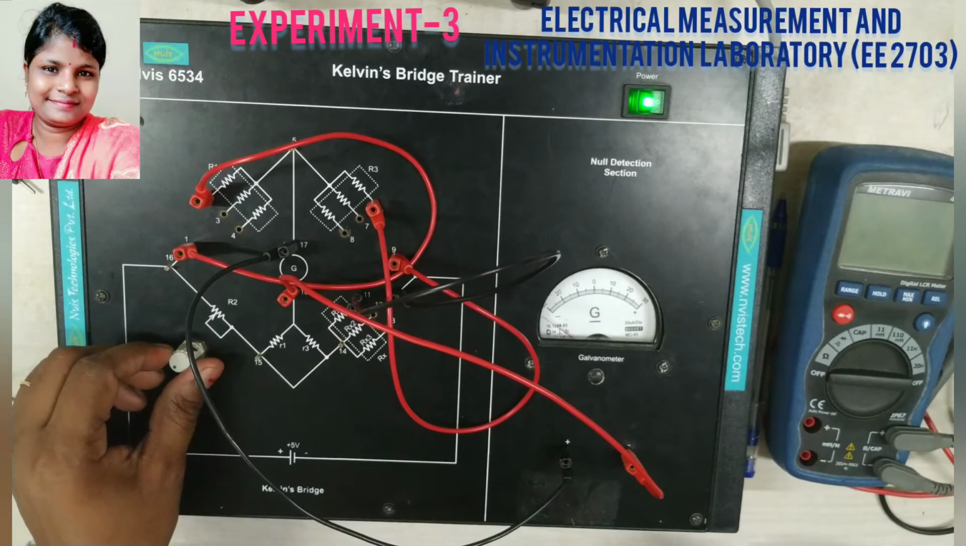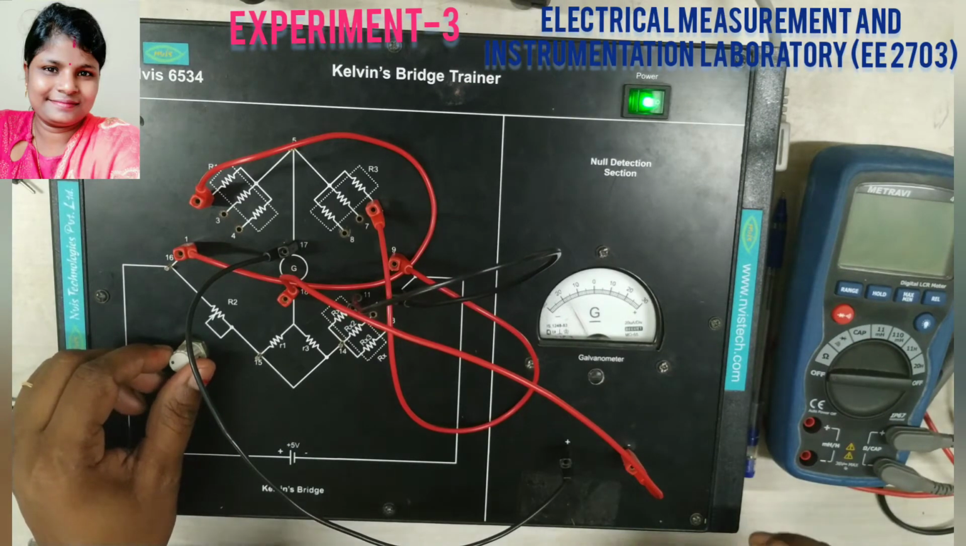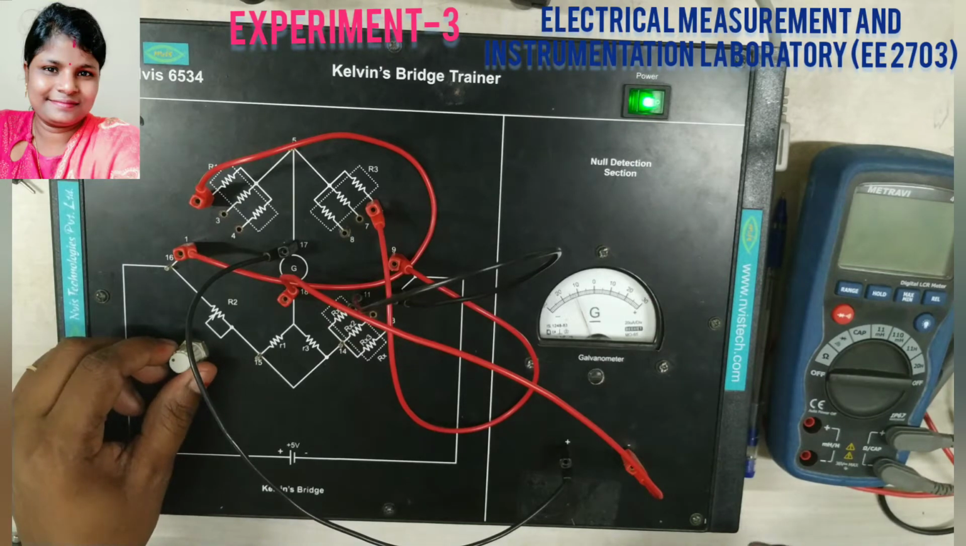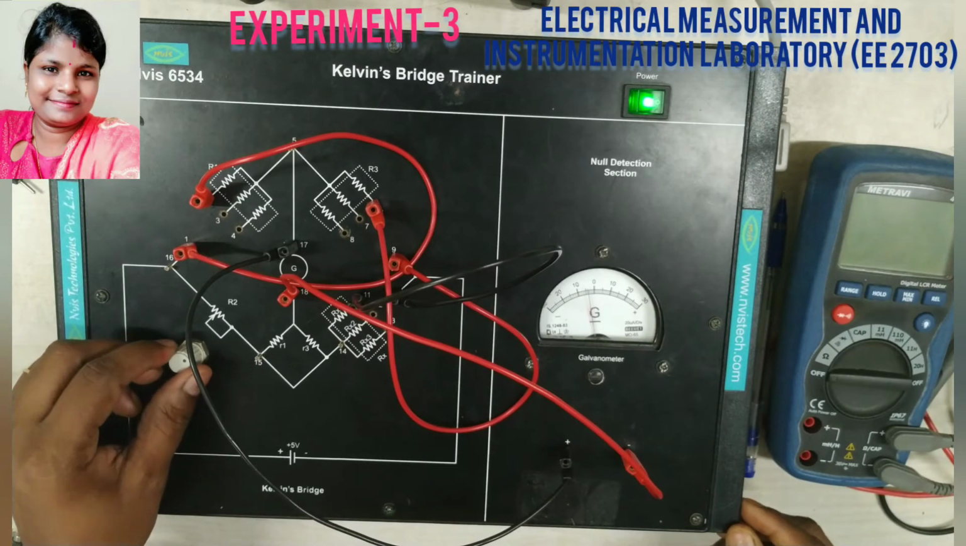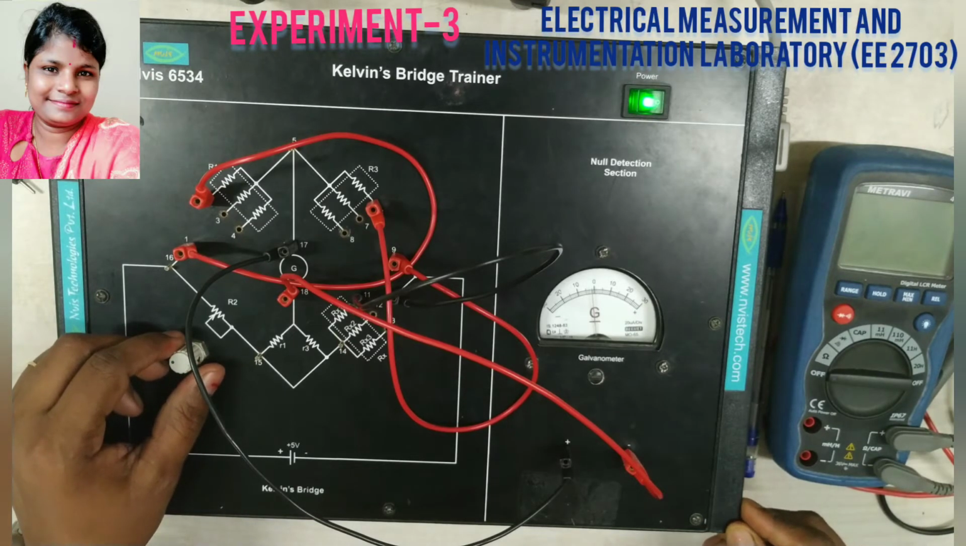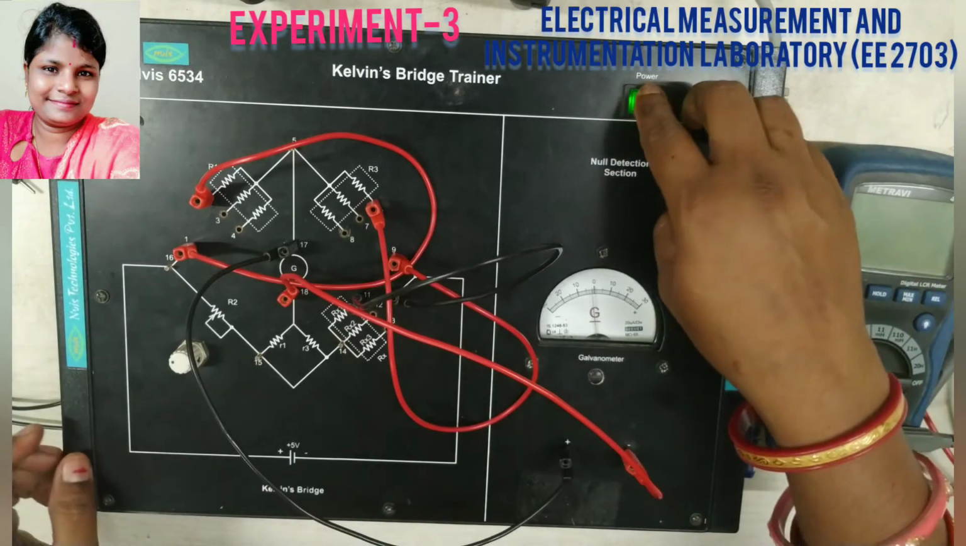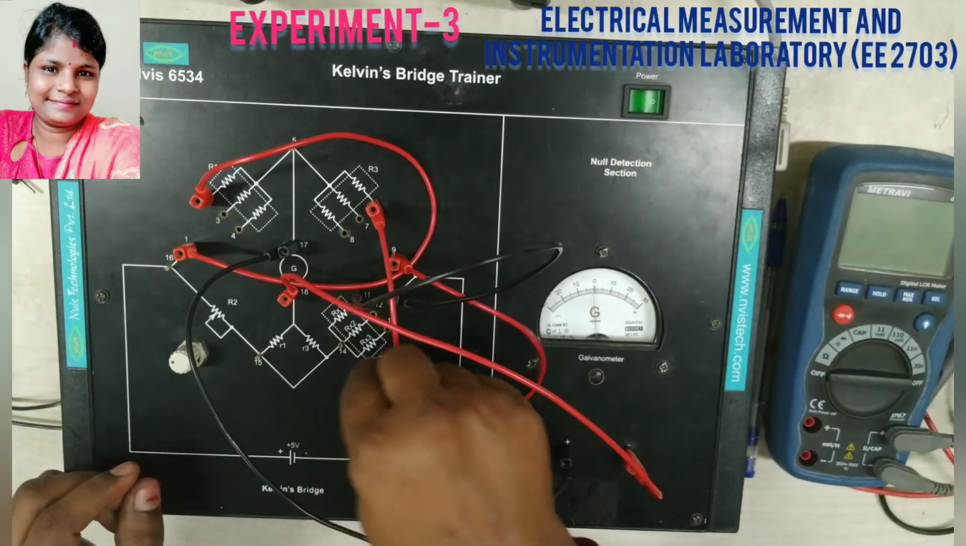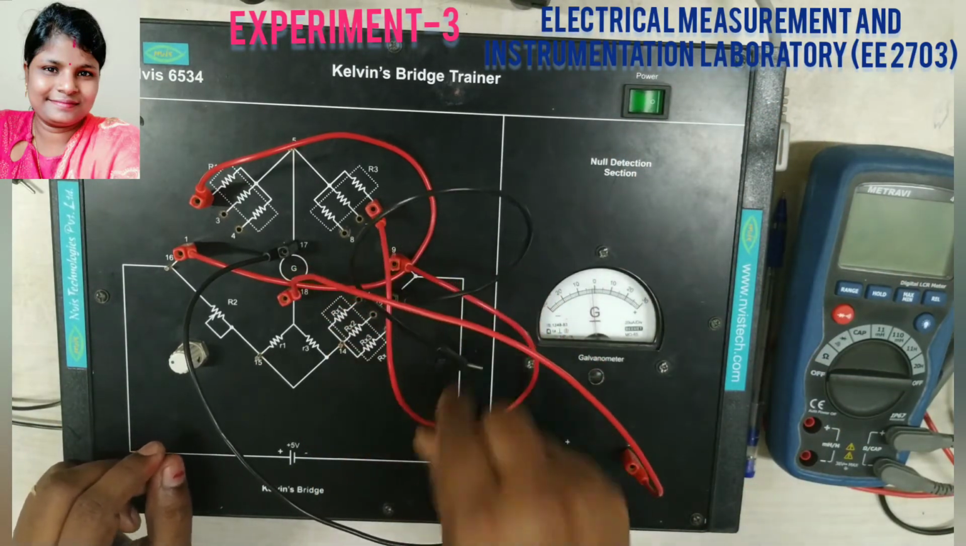So rotate the potentiometer R2 until the galvanometer gives the null deflection. Here is the null deflection. So switch off the power and disconnect the patch cord between 10 and 11.